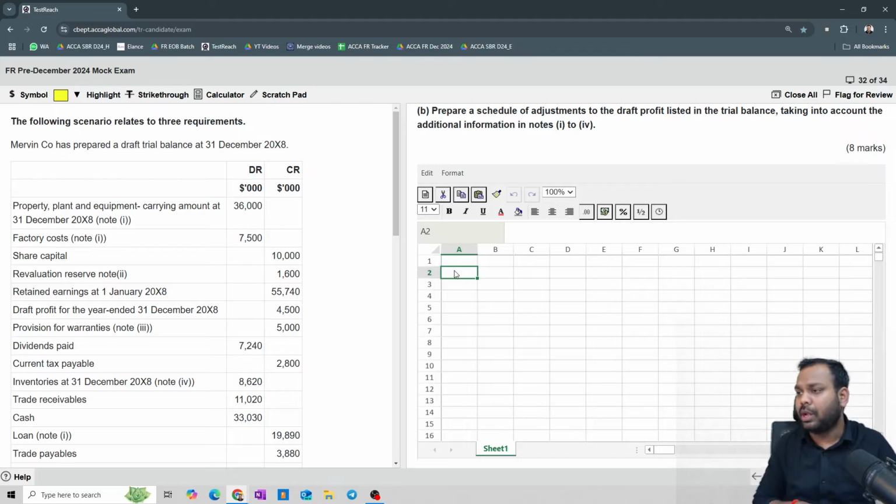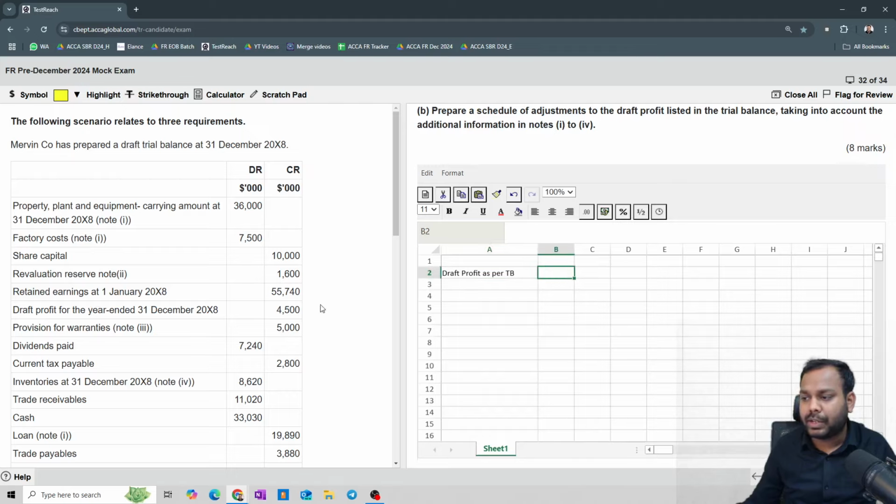Okay, so now, what is the draft profit? The draft profit as per trial balance is 4,500. Right, now we have to make the adjustments.